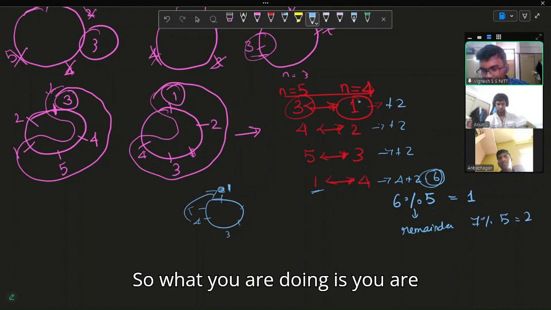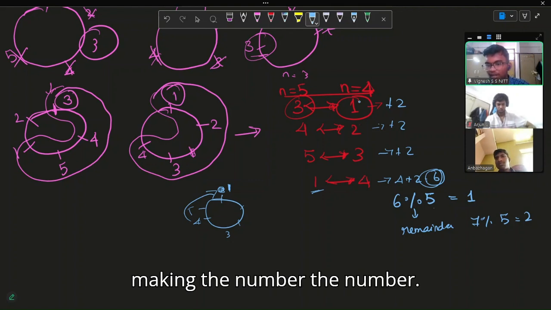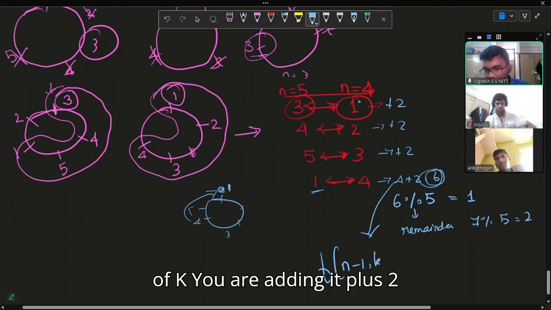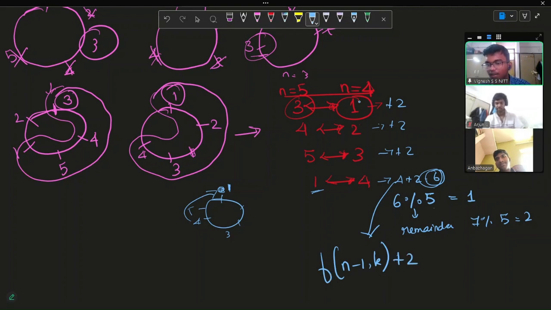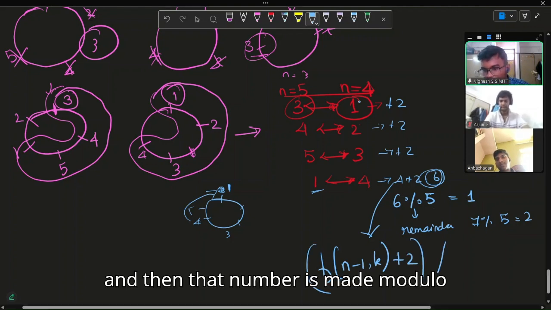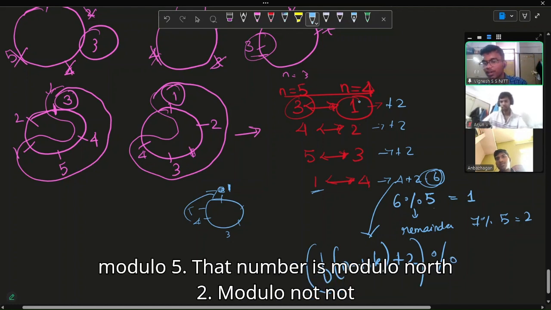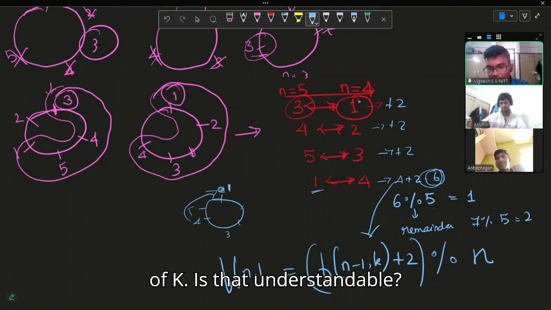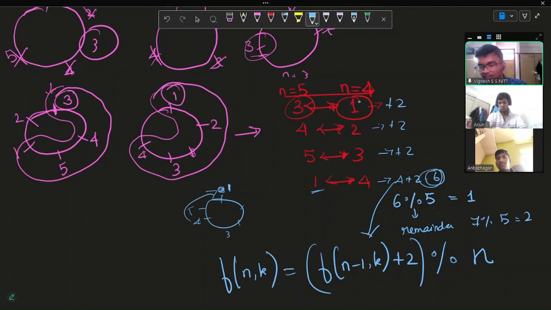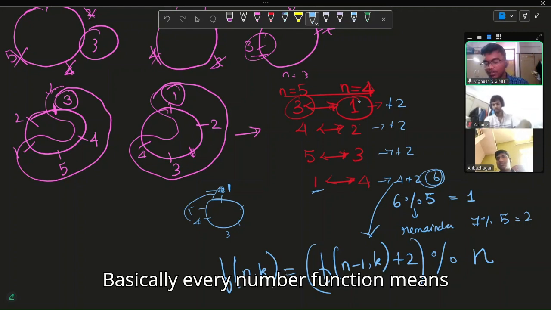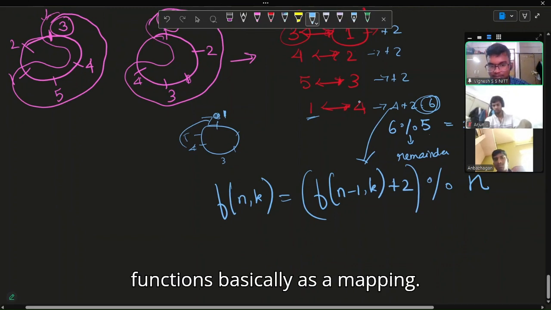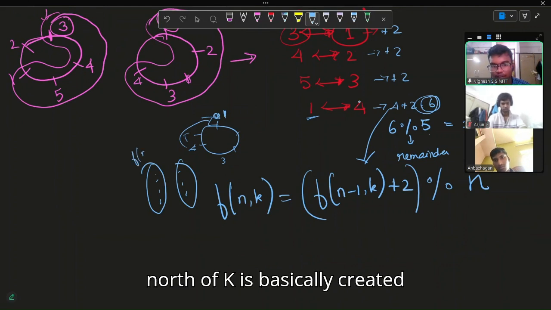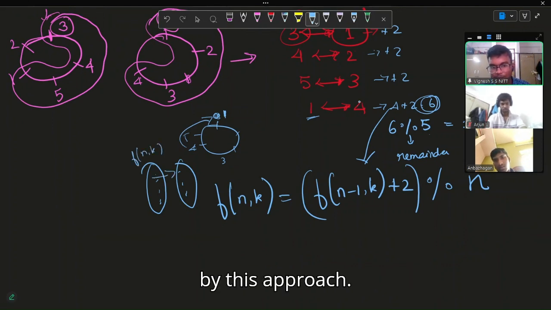So what you are doing is, the number is f of n minus 1 of k. You add plus 2, and then that number is taken modulo n, not modulo 5. So that you will get f of n of k. Is that understandable? Basically, you have seen functions as a mapping. So every number in f of n of k is basically created by this approach.